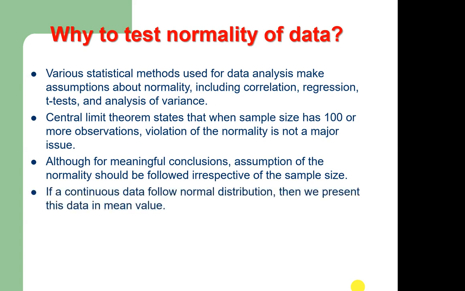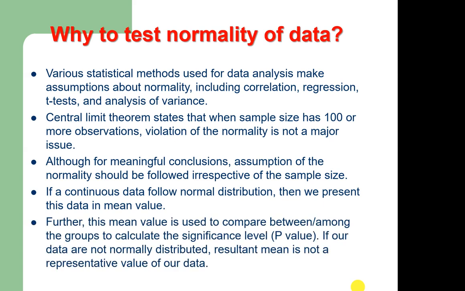If continuous data follows a normal distribution, then we present this data as a mean or average value. Further, this mean value is used to compare between and among the groups to calculate the significance level, that is the p-value, and if our data are not normally distributed, the resultant mean is not a representative value of our data.